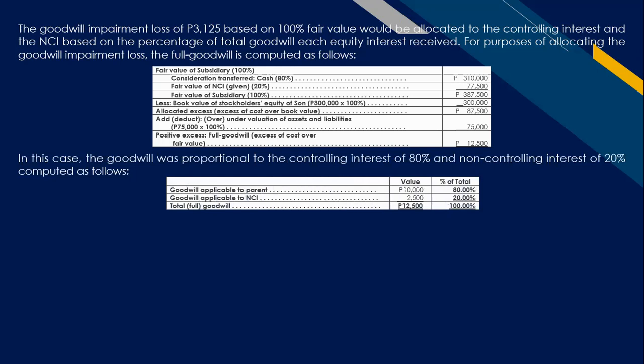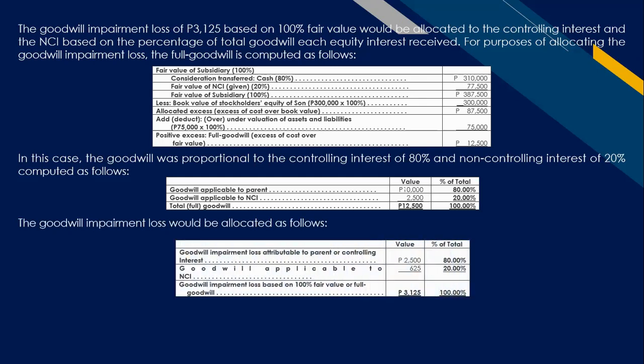In this case, the goodwill was proportional to the controlling interest of 80% and non-controlling interest of 20%, computed as follows. The goodwill applicable to parent, so we have now the value percent of total is 80% and applicable to the non-controlling interest equal to 20%. So we have now the total of full goodwill of 12,500 as computed above. The goodwill impairment loss should be allocated as follows.